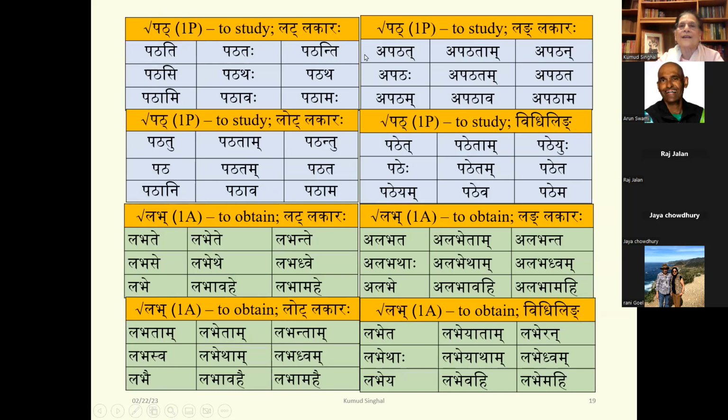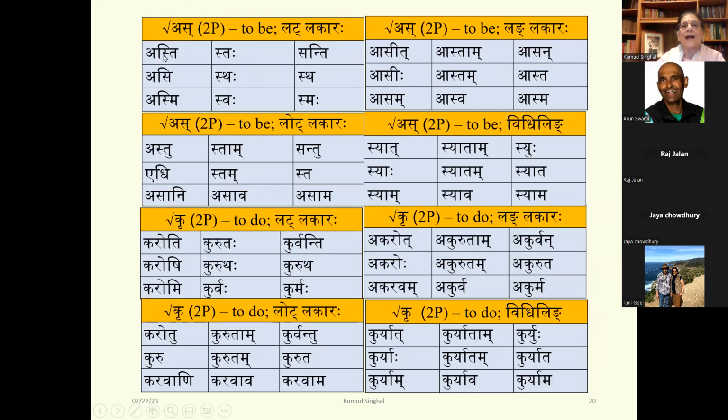But what is the meaning of as? As is to be, like asti: I am, is, you are. And kra is to do. You have the meaning here. So as and kra are used very often, like astu, santu, karoti, karoshi, karomi, karotu, kuru. These dhatus are used very often.